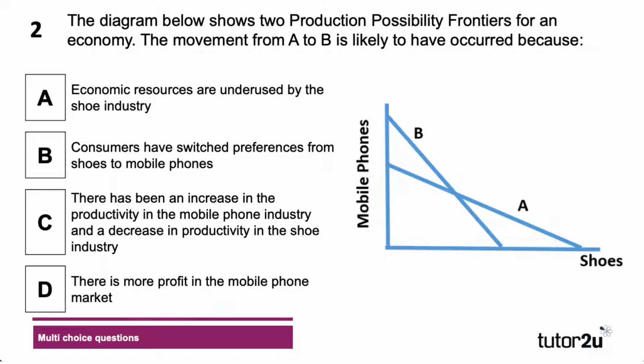And are they changing from A to B because the resources are being underused by the shoe industry, or because consumers prefer mobile phones instead of shoes? Is it to do with productivity in both of the industries, or is it because there's more profit in the mobile phone market? Is that why they're producing more mobile phones now? And again, I think we've got pretty much absolute agreement that it should be C. Let's see if everyone's got this one right. Yes, they have. Well done.